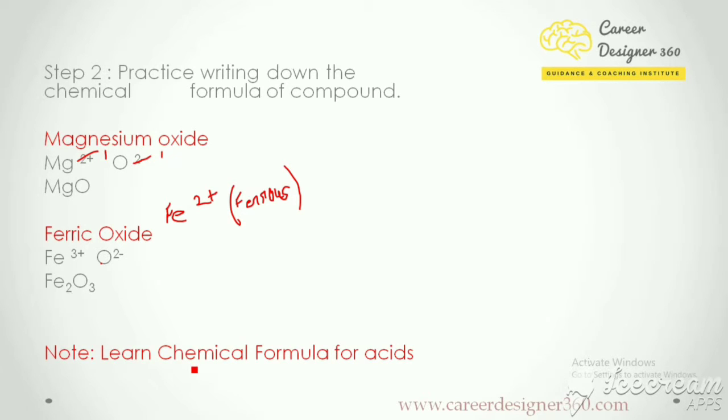Now you must note that you can't form chemical formulas for all the compounds. For example, there can be sulfuric acid. Now you will be confused about how to make a chemical formula for sulfuric acid. So you have to learn the chemical formulas for all the acids, namely nitric acid, sulfuric acid, hydrochloric acid, hypochlorous acid, carbonic acid, and so on, and there are many acids. You can find them in a worksheet.